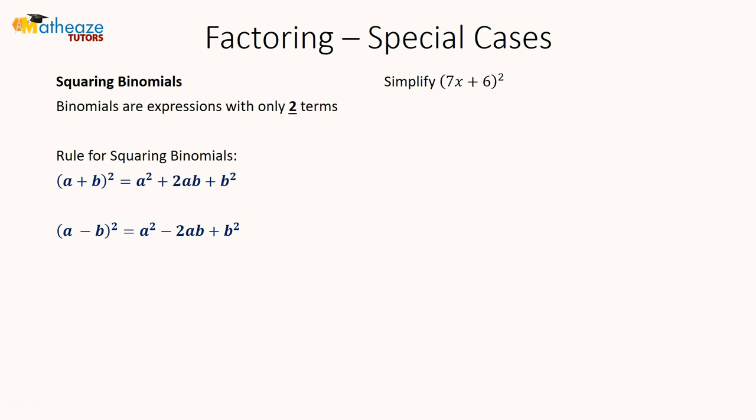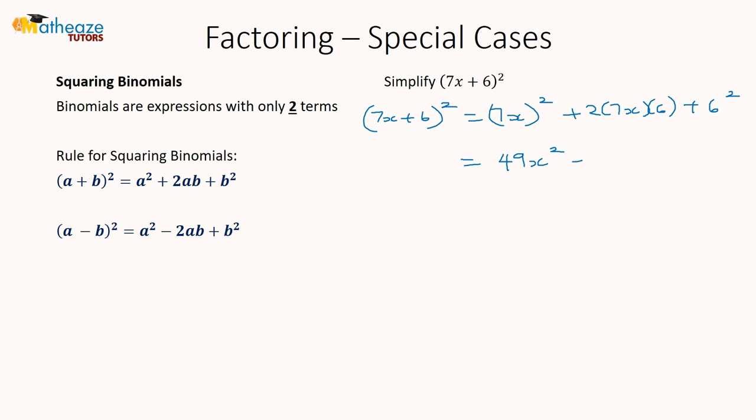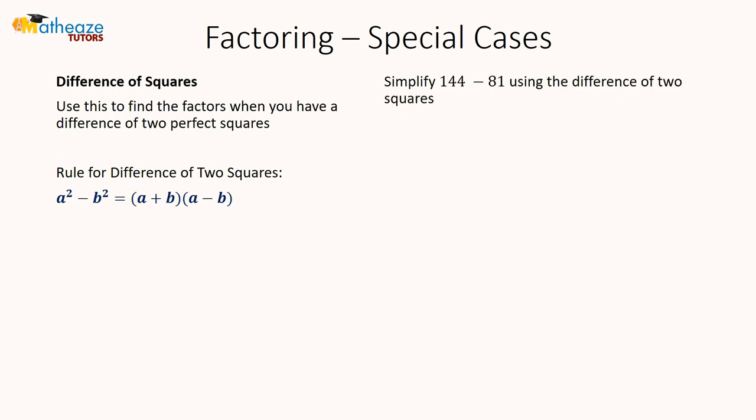And (7x plus 6) squared is (7x) all squared plus 2 times 7x times 6 plus 6 squared. So (7x) all squared is 49x squared. 2 times 7, 14 times 6, 84, plus 84x plus 36.